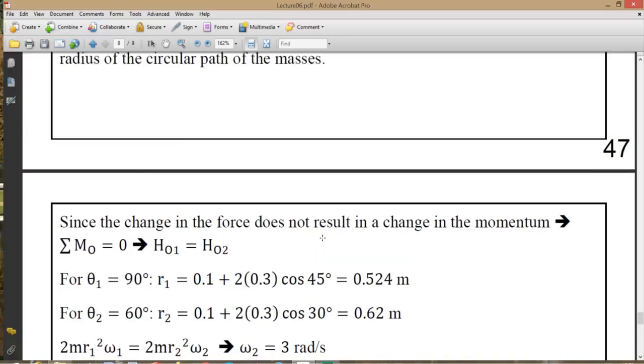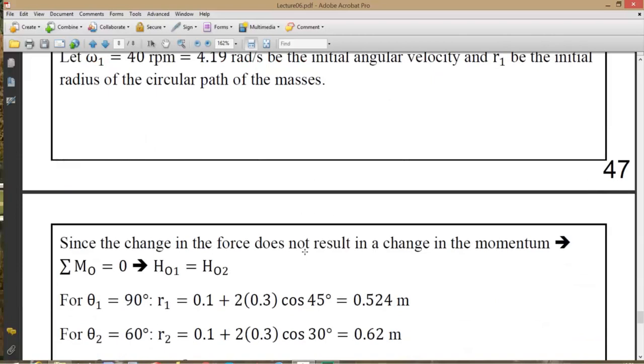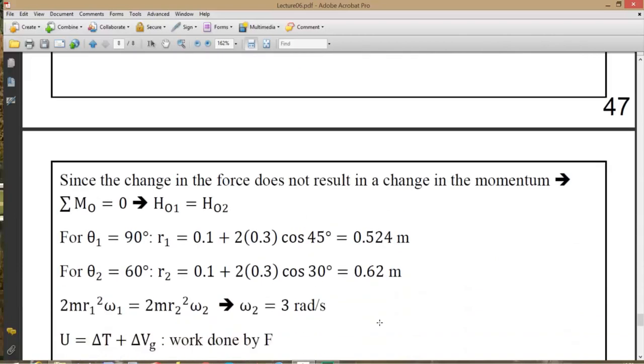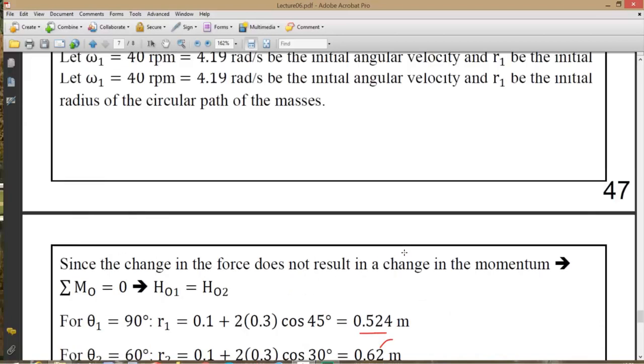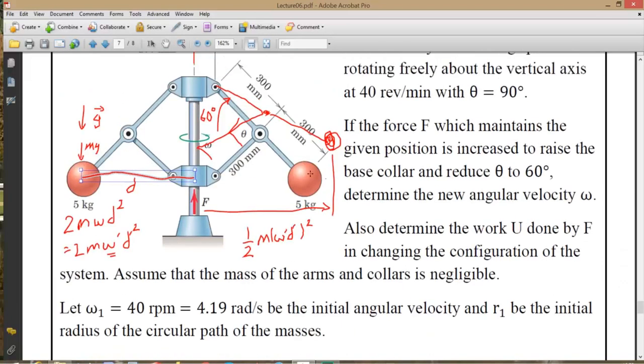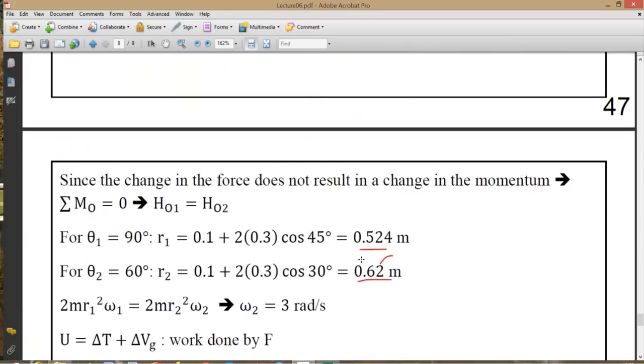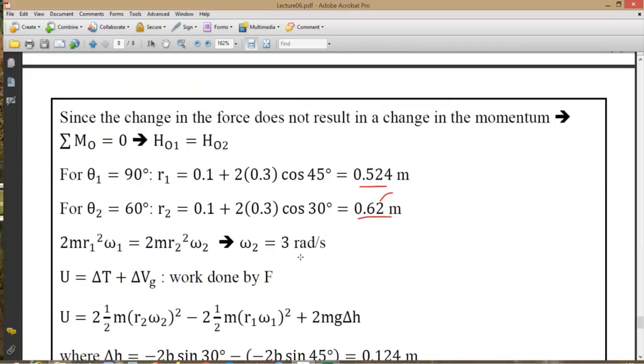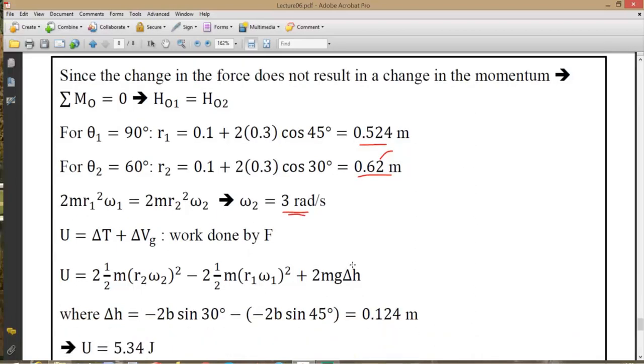So it has dropped from 4.19 to 3 radians per second, and the main reason for that is R2 is larger than R1. So these particles are farther from the center of rotation, and as a result the moment arm is larger, the speed will be smaller for the same amount of angular momentum. So the speed drops down.